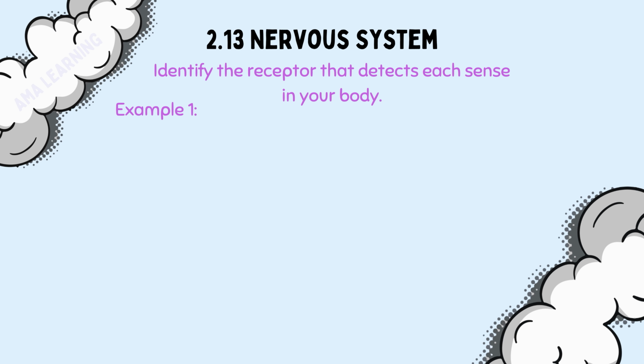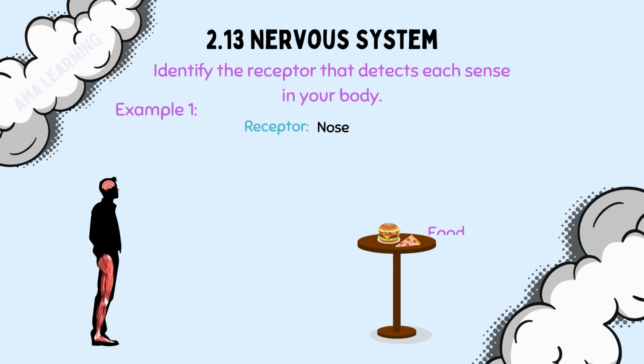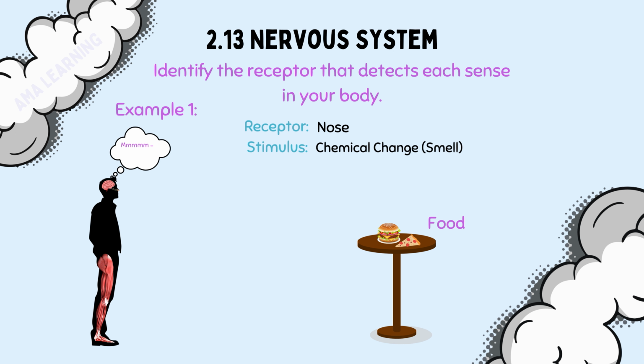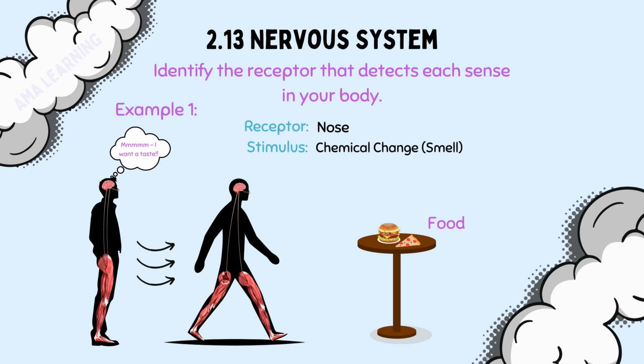In example 1, the nose has detected some delicious food or chemicals and sent a message to the brain. What happens next? The brain makes a decision: I want to taste. The brain, which is part of the CNS, sends electric impulses to the muscles, which are the effectors, in the legs through the motor neurons. This brings about a response. The muscles in the legs contract and the person walks towards the food.